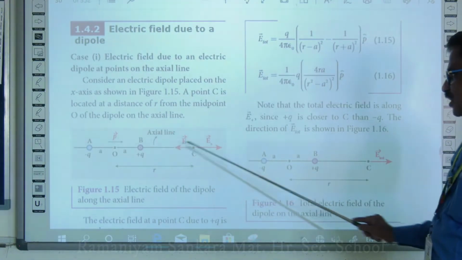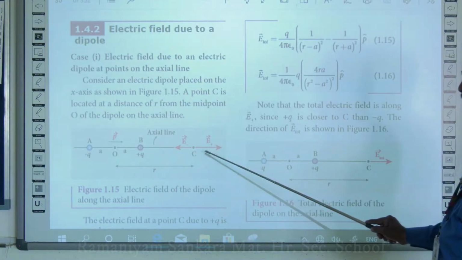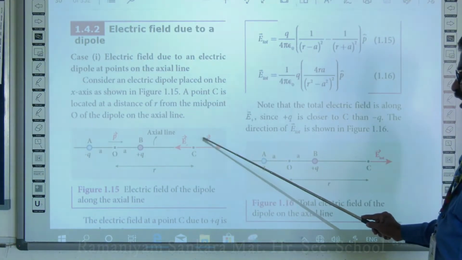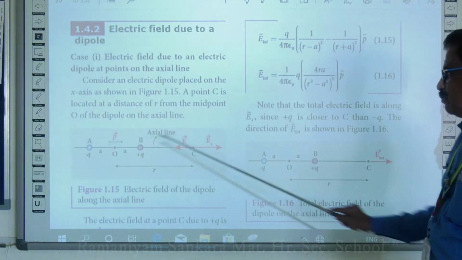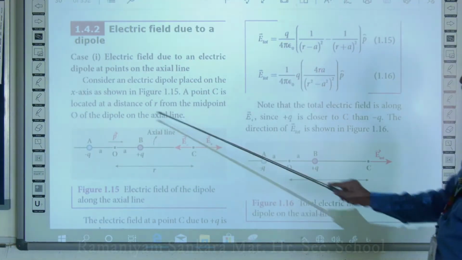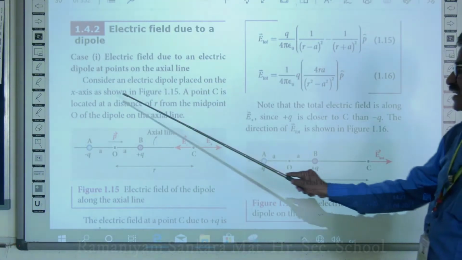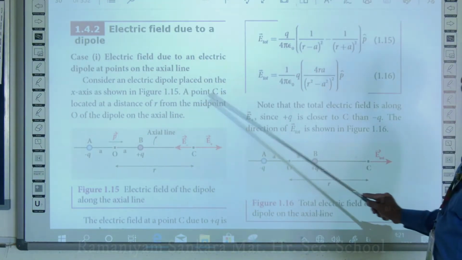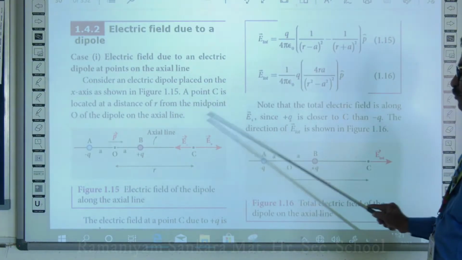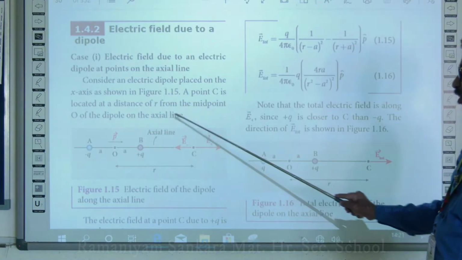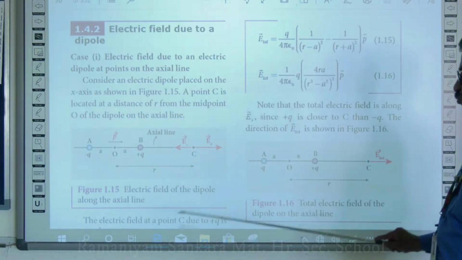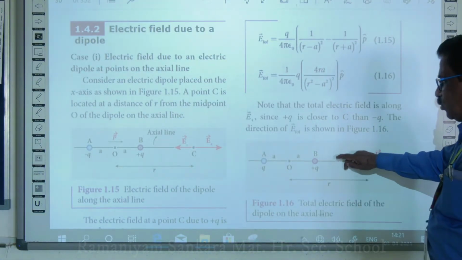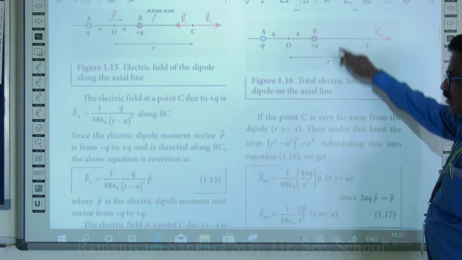This plus q will repel, so E plus vector is away, and minus q will attract, so E minus will be this way. So you have to draw this diagram. Consider the electric dipole placed on the x-axis. A point C is located at a distance r from the midpoint O of the dipole on the axial line. First you should draw the diagram, then write this down. Then we go to the next part of the derivation.